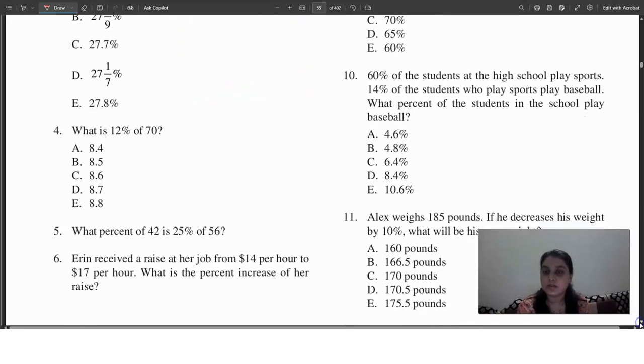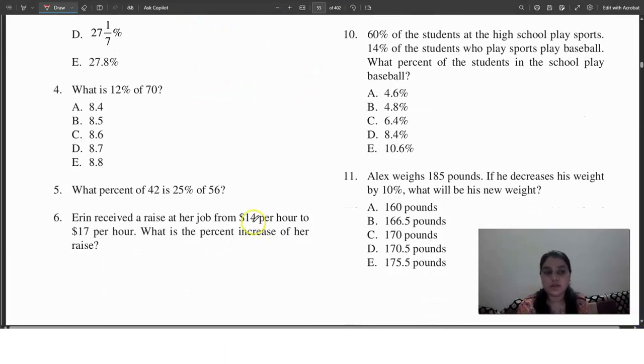Now next one. What is 12% of 70? Now 12% of 70 will be 12 upon 100 multiplied by 70. So simply we'll just multiply them, then put a decimal point. 12 into 7 will be 84 divided by 10. That would be 8.4. So 12% of 70 will be 8.4.